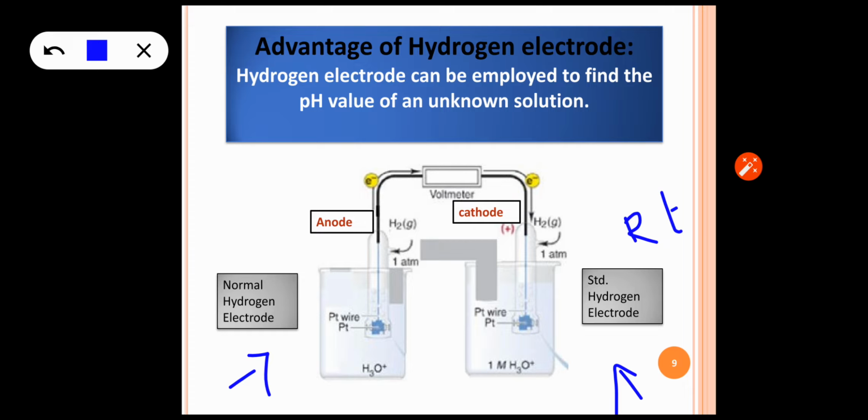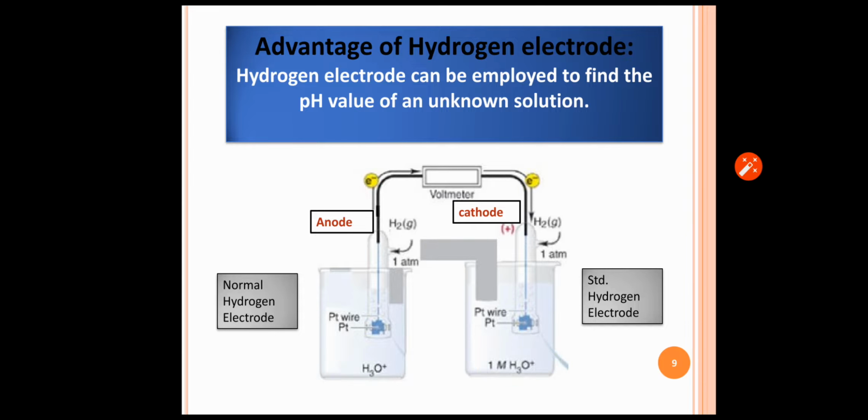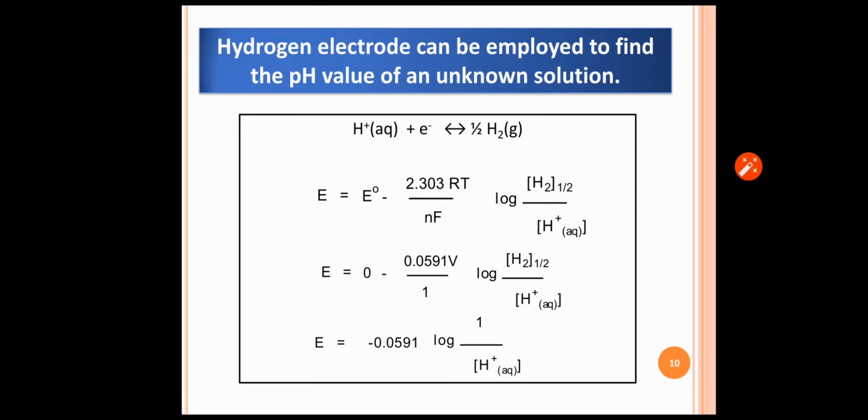In case of the standard hydrogen electrode, the concentration of H plus is exactly 1 molar, whereas in case of the normal hydrogen electrode, the concentration of H plus is unknown. We don't know that. We have to find out through the experiment by connecting it to the standard hydrogen electrode. Now let us derive mathematically how to find the pH.